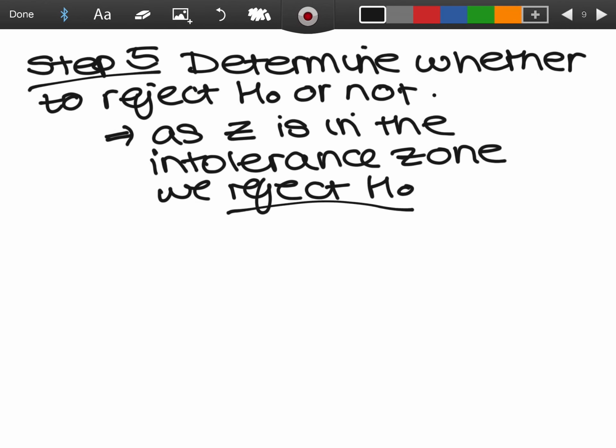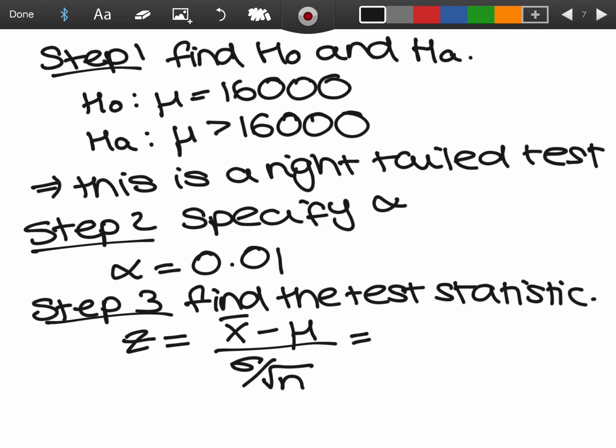Okay, so we're going to reject H0. Then step 6, put it back in terms of the initial problem. Because we are rejecting our null hypothesis here, that means we are rejecting it in favor of our alternative hypothesis, which means that the mean is actually greater than 16,000, okay?